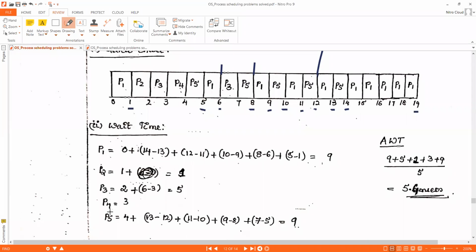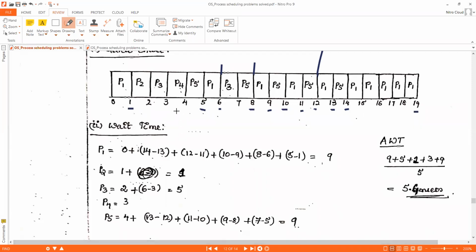Next, process 4. Process 4 got allotted at 3 milliseconds. What is the arrival time of process 4? Process 4 also arrived at 0 milliseconds. 3 minus 0 is 3, and process 4 was not allotted again because it completed its execution with the single allotment itself, because its burst time is only 1 millisecond. So the waiting time of process 4 is 3 minus 0, equal to 3.